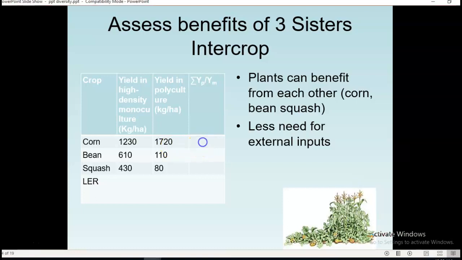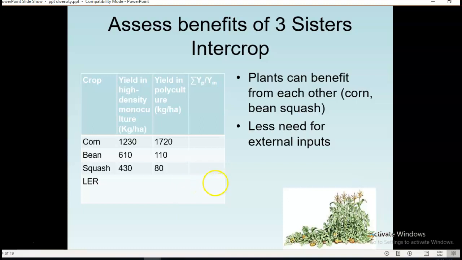And I can't actually write in here. I can't write in the number in this view that I have, but this number that you would write in here, when you divide the 1720 over the 1230, you get 1.4. When you divide the 110 over the 600, you get 0.18. And when you divide the 80 for squash, this is the amount of yield in the polyculture by the yield in the monoculture, you get 0.18. And so that adds up to 1.77. And that number is above 1.